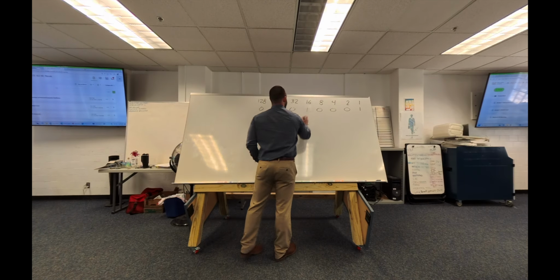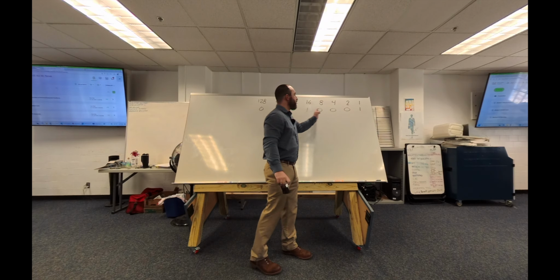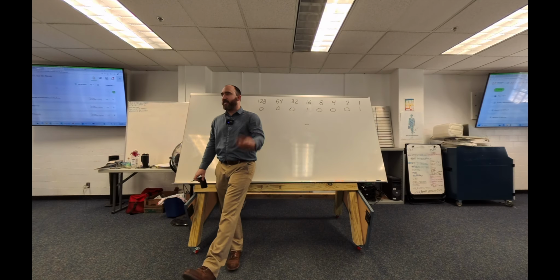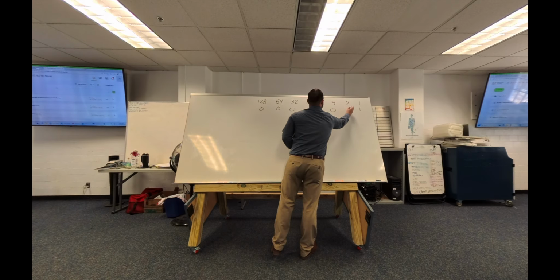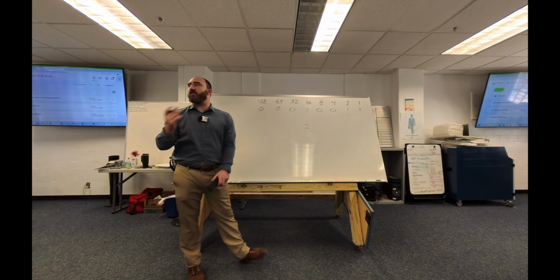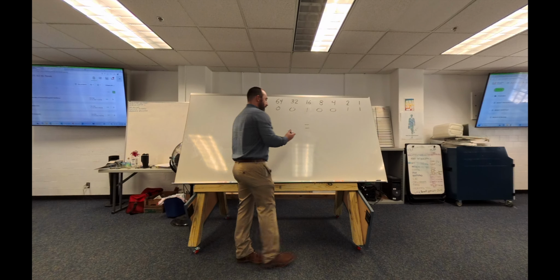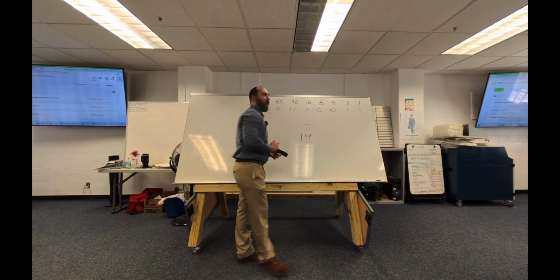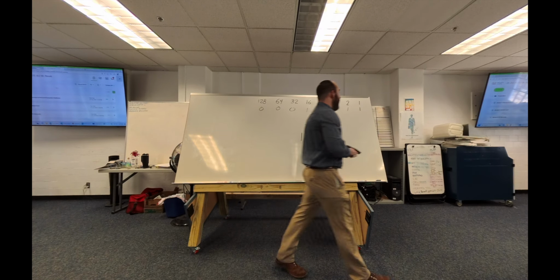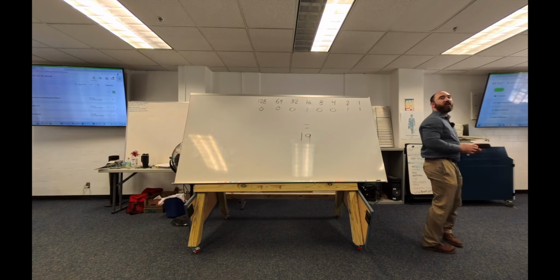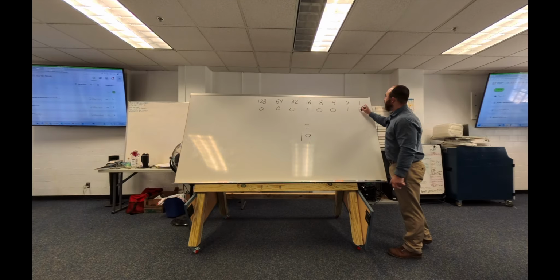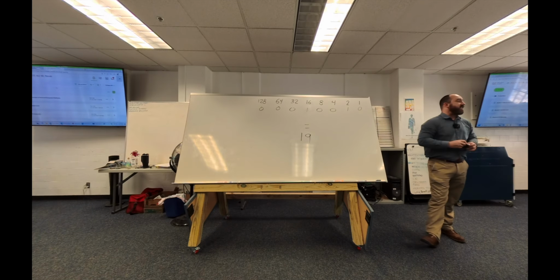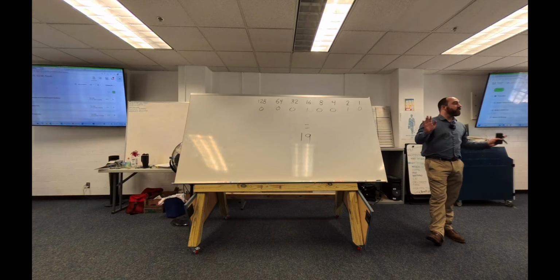What does this equal? 17. 16 plus 1 is 17. This is odd, okay. And let's say I add 2. 16 plus 2 is 18 plus 1 is 19. Is this odd or even? Odd. Notice, if this bit is on, it's always going to be odd. If this bit is off, it's always going to be even. Does that make sense to everyone? Yes. Okay. How are we doing? Good? Better than I expected.